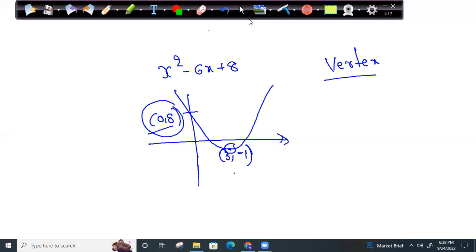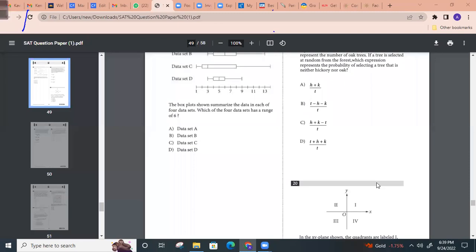So where are you showing these questions? Your sharing is paused. Can you see my screen or no? Okay, resume share. Now we can see. Now you can see, right?